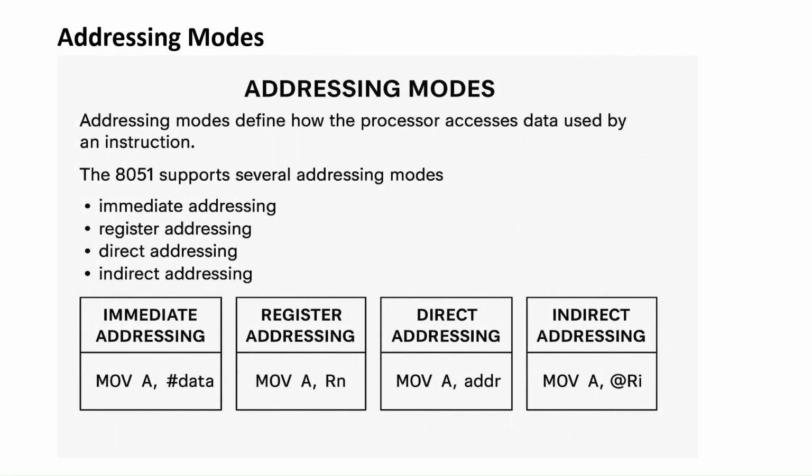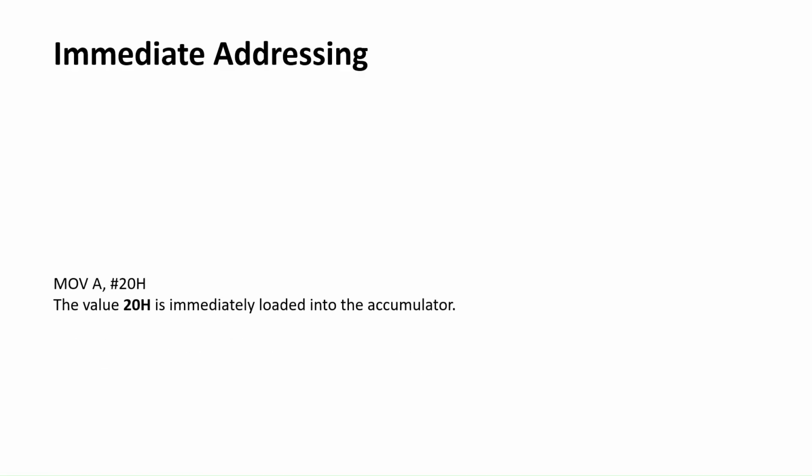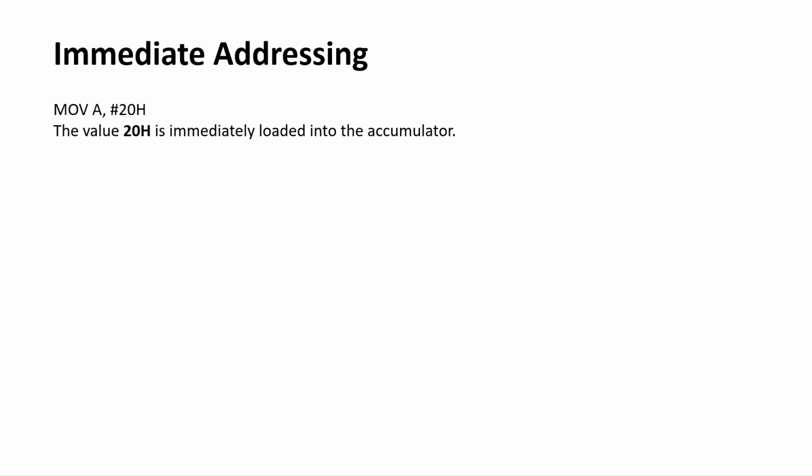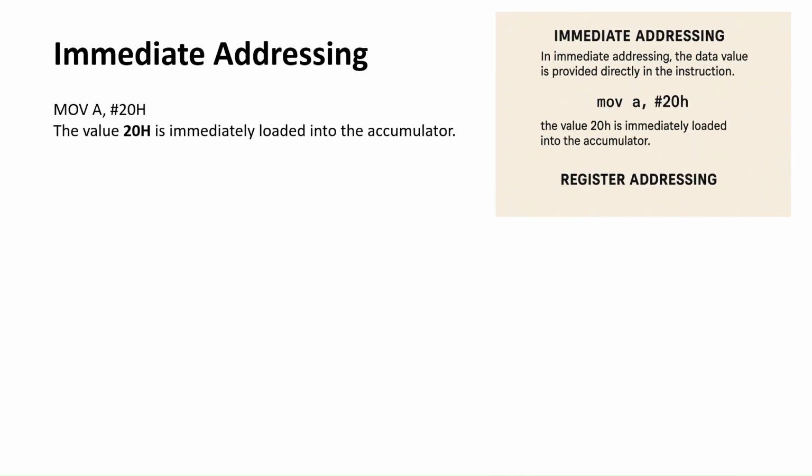Addressing modes. Addressing modes define how the processor accesses data used by an instruction. The 8051 supports several addressing modes. The most important ones include immediate addressing, register addressing, direct addressing, and indirect addressing. In immediate addressing, the data value is provided directly in the instruction. Example: MOV A, #20H. The value 20H is immediately loaded into the accumulator.